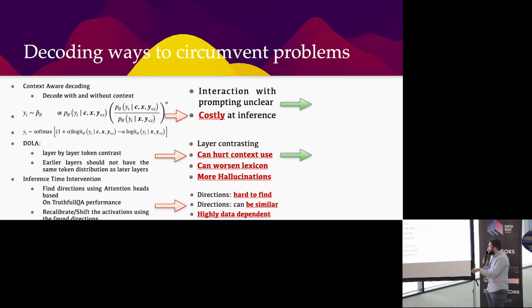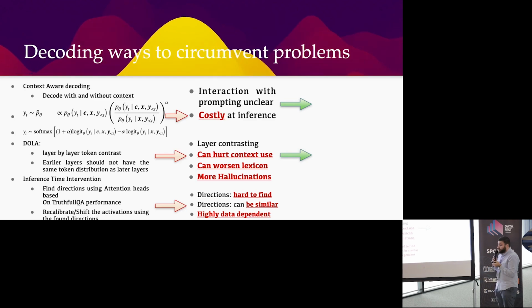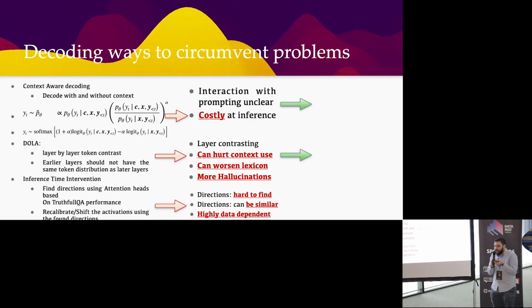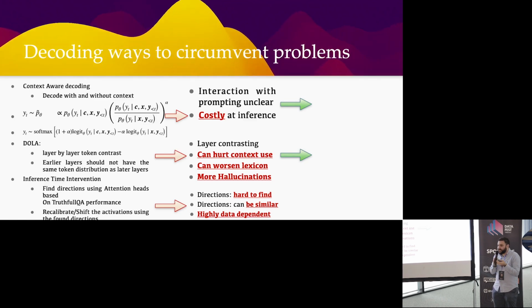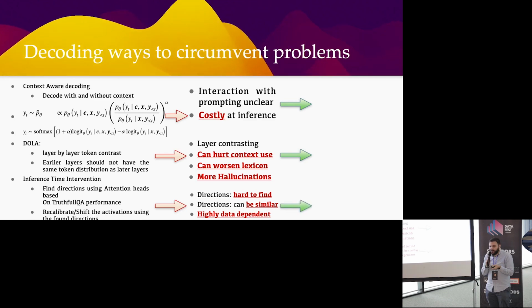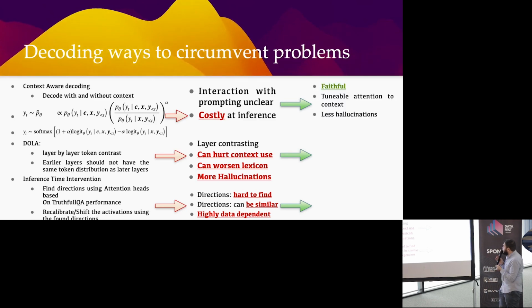And for inference time intervention, directions are hard to find. Directions can be very, very similar. For example, if you're looking for factuality, you might as well be looking for something very close to factuality, but not factuality. Essentially, plausibility is one of those directions. So you're looking at what can be in here instead of what should be in here. But also, there's good. So one thing is faithfulness.